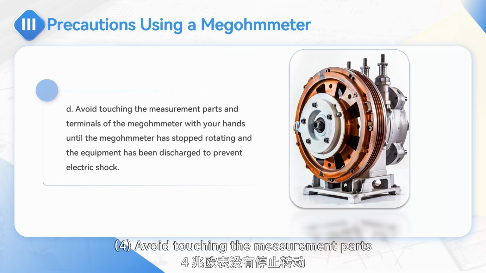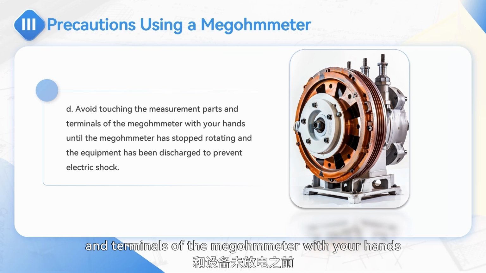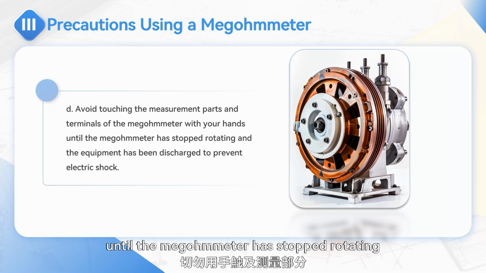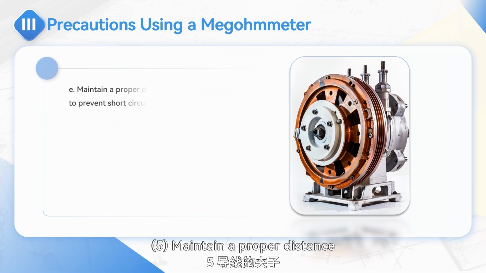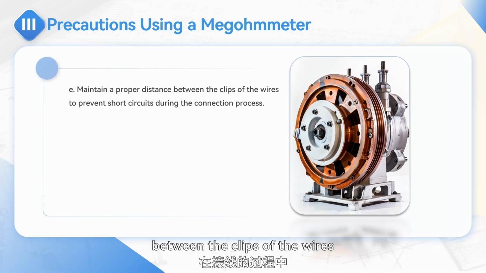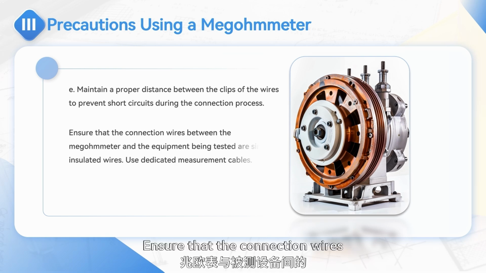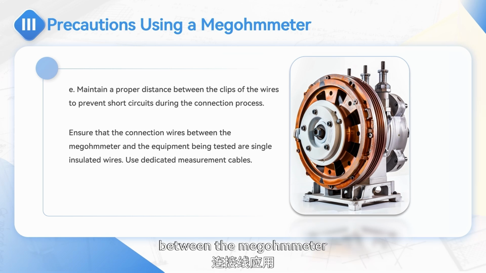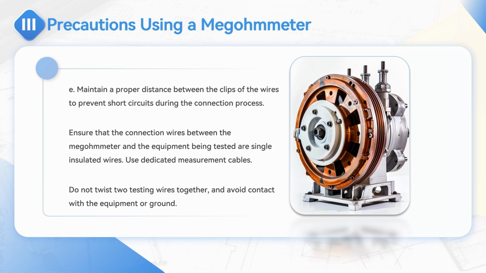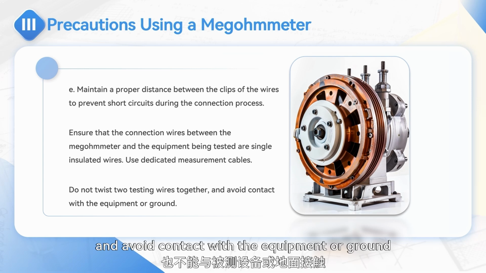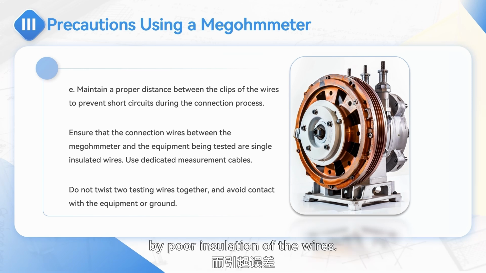4. Avoid touching the measurement parts and terminals of the Megohmmeter with your hands until the Megohmmeter has stopped rotating and the equipment has been discharged to prevent electric shock. 5. Maintain a proper distance between the clips of the wires to prevent short circuits during the connection process. Ensure that the connection wires between the Megohmmeter and the equipment being tested are single insulated wires. Use dedicated measurement cables. Do not twist two testing wires together, and avoid contact with the equipment or ground to prevent errors caused by poor insulation of the wires.